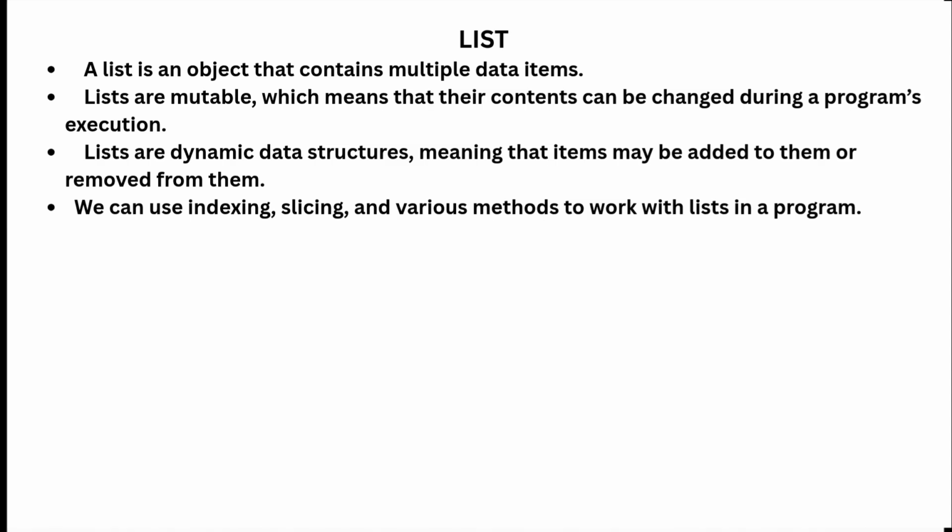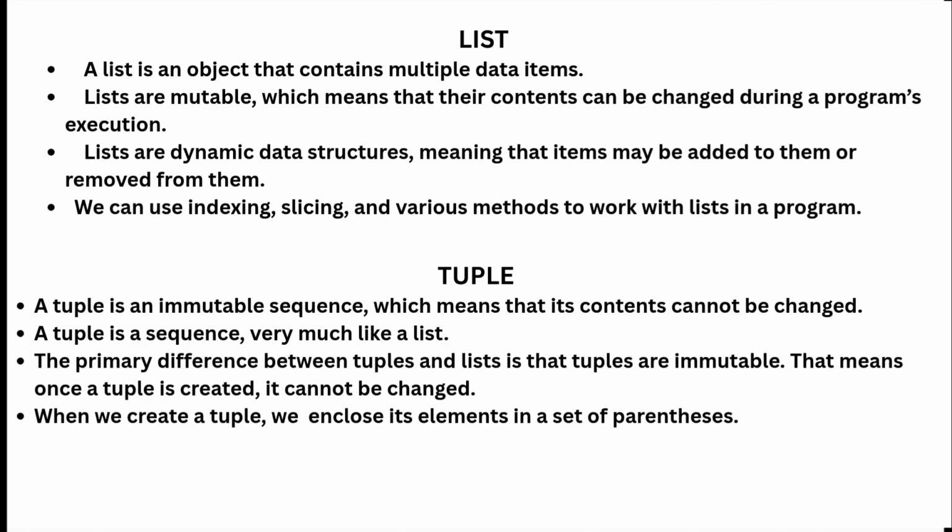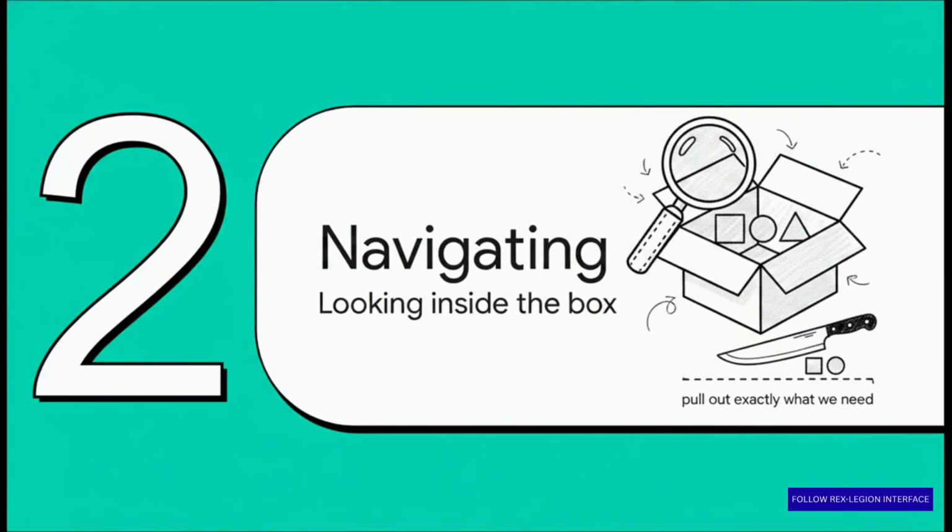Now, Python actually gives us two primary flavors of these sequences, lists and tuples. And really, the key difference here boils down to mutability. Lists are mutable. They're this open, active toolbox where you can add, remove, or change things dynamically on the fly. Tuples, on the other hand, are immutable. Once you create them, their contents are locked up tight, like a sealed vault. No changes allowed. Moving right along to Section 2, navigating and slicing data, looking inside the box.